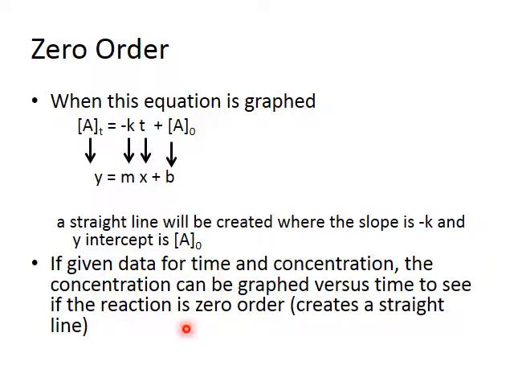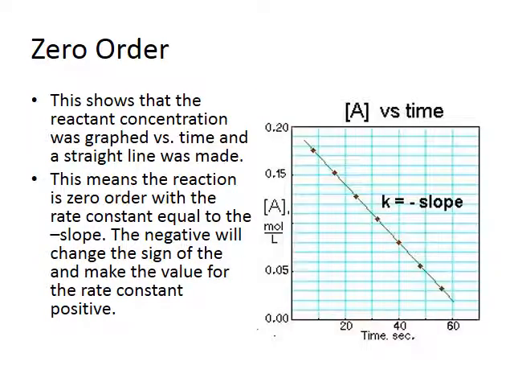So if we're given data to analyze to decide what the rate is and the reaction order, we can graph concentration and time, graph that information, and if we see a straight line, then we know that that is a zero order reaction. So it's pretty convenient. So this is an example of that.